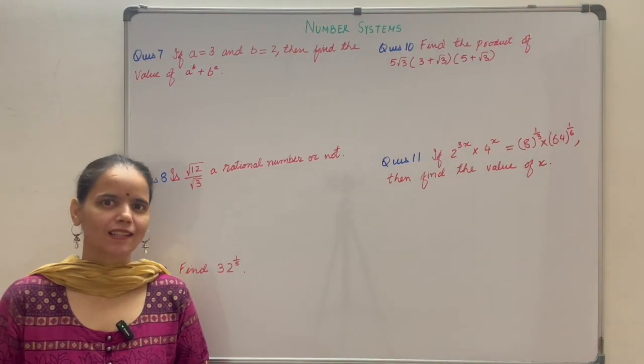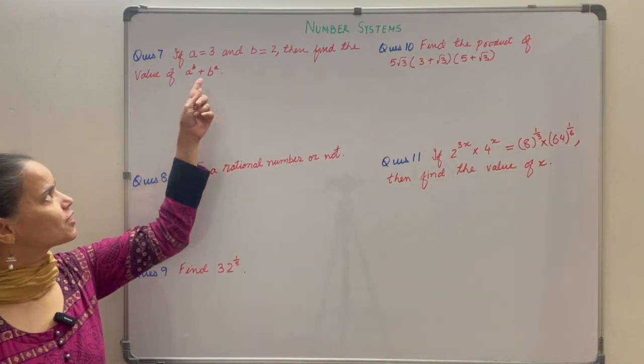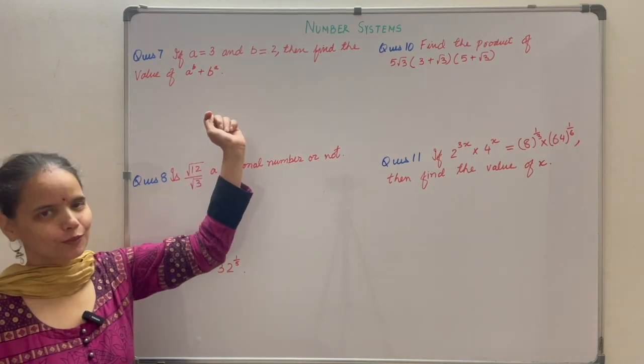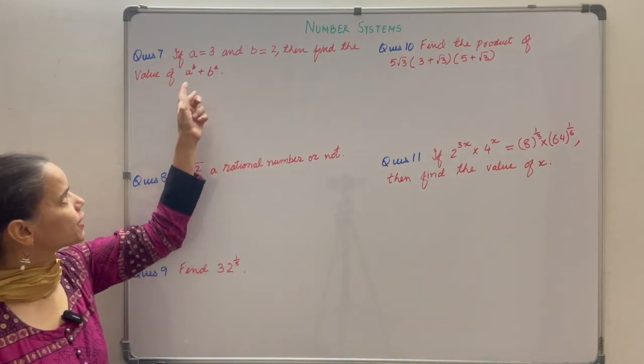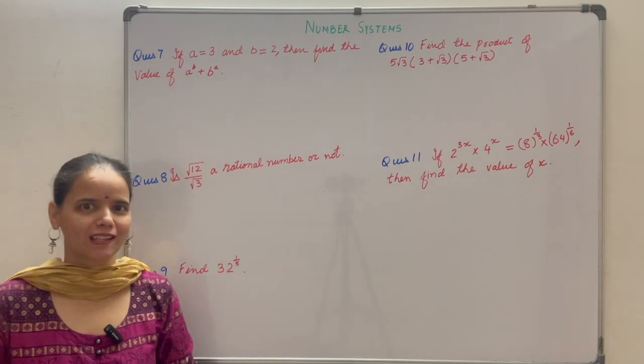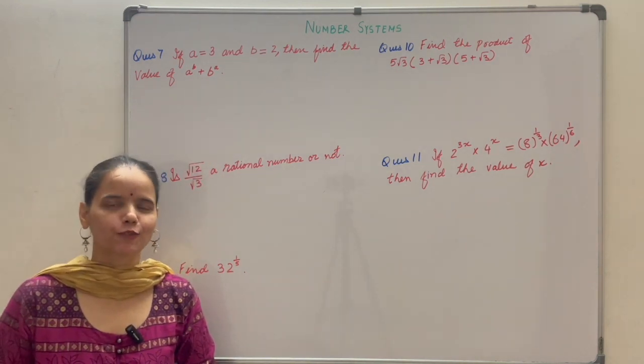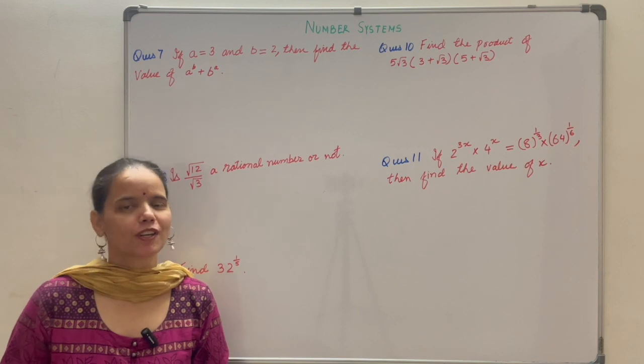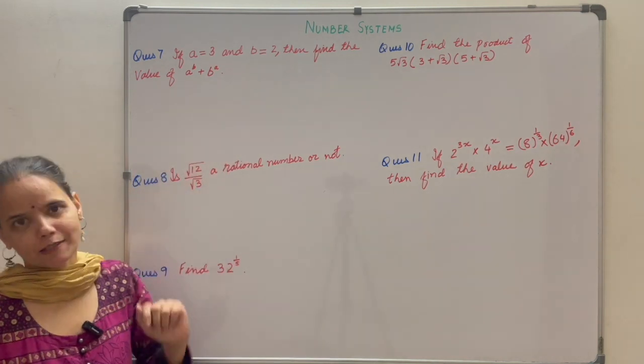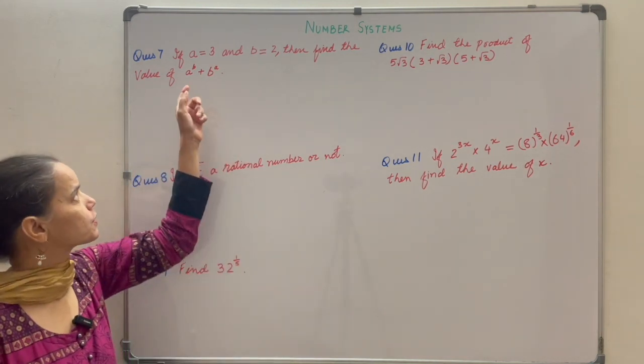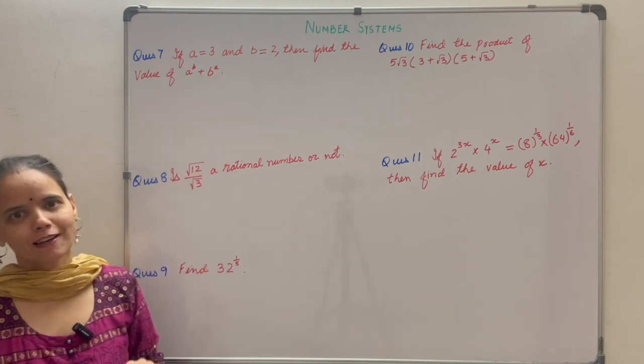So now let us take the 7th question. If a is equal to 3 and b is equal to 2, then find the value of a raised power b plus b raised power a. So here in this question, the values for a and b are given to you. You need to calculate the value of this expression. For that, we will substitute the values of a and b here and find it out.